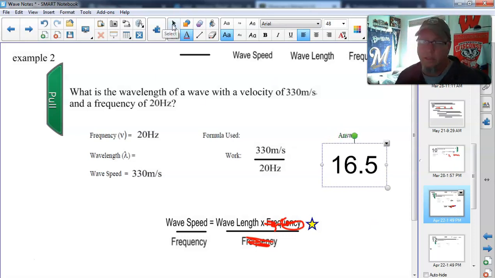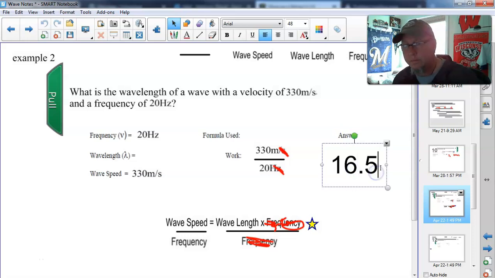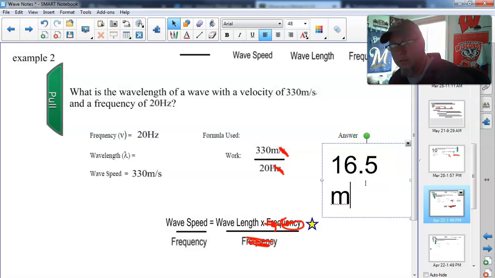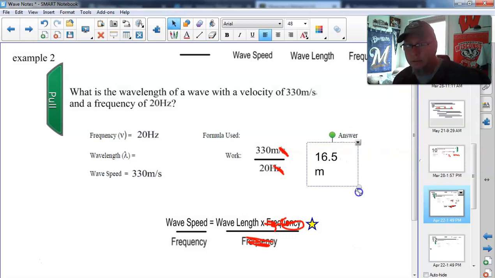What are my units going to be? 16.5 what? Well, remember, a slash second is exactly the same thing as a hertz. So the hertz and the slash second cancel out. And that's the part that's tricky. That's the part I said it's a hard concept. You got to remember that a hertz and a slash second are just going to cancel. So my unit in this case is just meters. Boom. So there's my final answer. Make it look a little nicer. There we go.